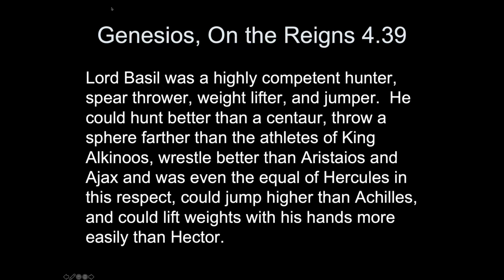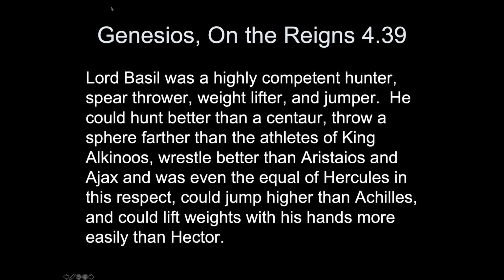We're also told that he was a highly competent hunter, and he could throw a spear, and he was a weightlifter, and he was a jumper, and he could hunt better than a centaur, and he could throw spears farther than the athletes of King Alcinous, and he could wrestle better than Aristeus and Ajax, and was even the equal of Hercules in wrestling, and he could jump higher than Achilles, and he could lift weights with his hands more easily than Hector. Now, these are names you probably recognize from last quarter.